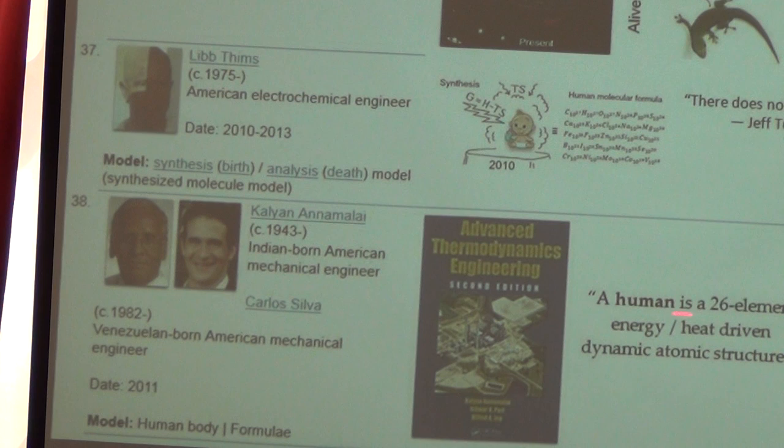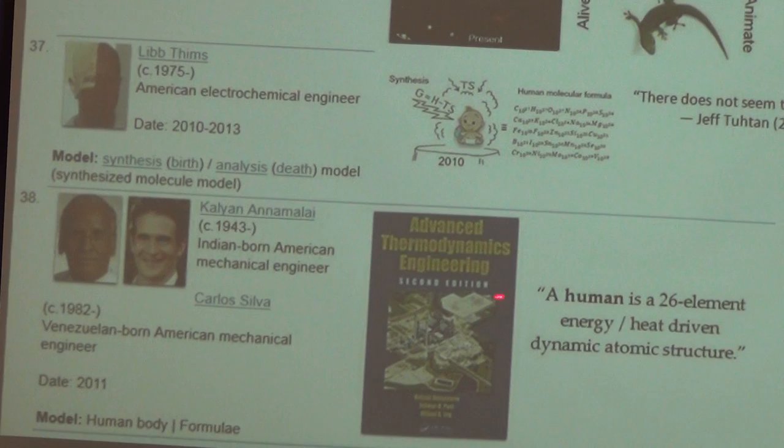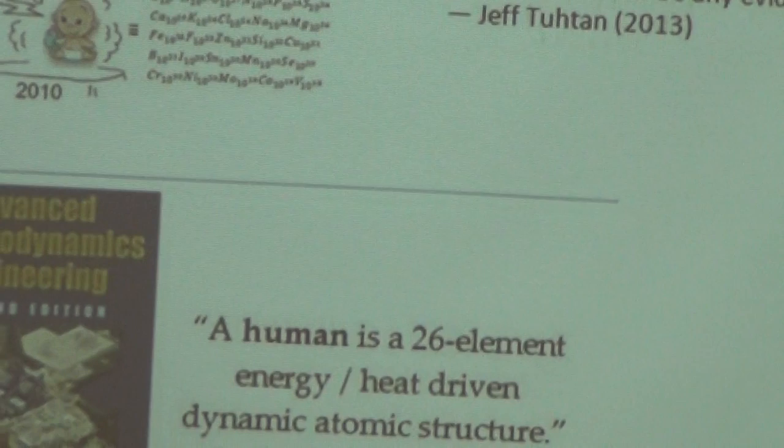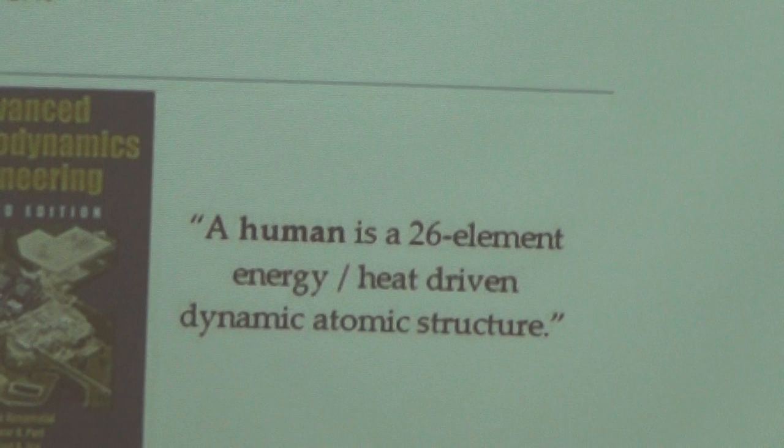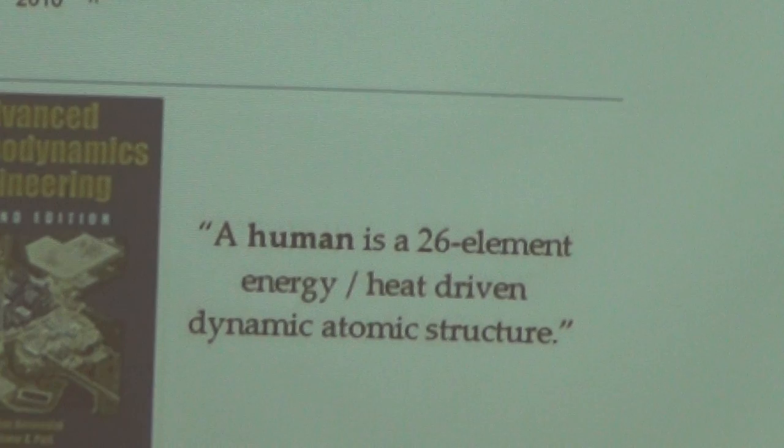Here's an advanced engineering thermodynamics textbook. This is my definition here. Kaelin found my definition and cited it, and this is the modern way of thinking about a human: a 26 element, heat-driven atomic dynamic structure. The slash here is a little bit of confusion on his part. Heat heats the system, the sunlight heats the system, but we're free energy driven, not heat driven. This is an important technical point.